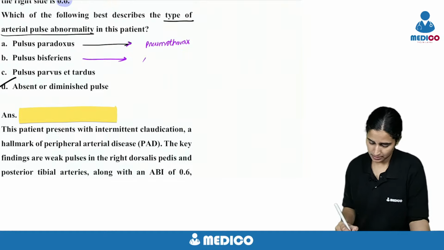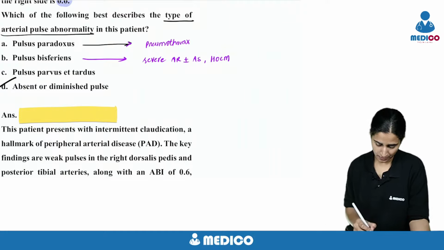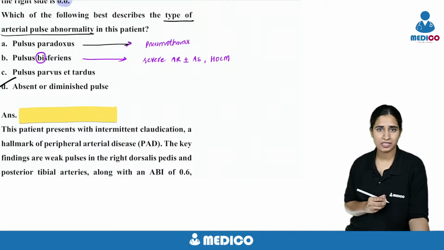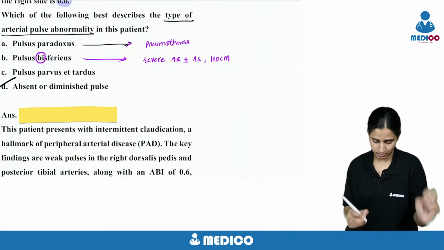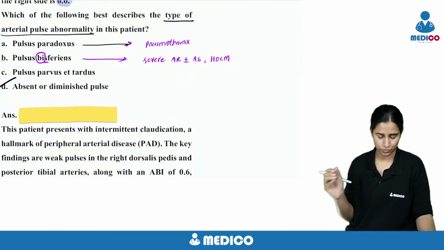Pulsus bisferens is seen in severe AR with mild AS and hypertrophic obstructive cardiomyopathy. Pulsus bisferens, the name itself is saying bi. There are two peaks in the systole. Bisferens, two peaks in the systole.